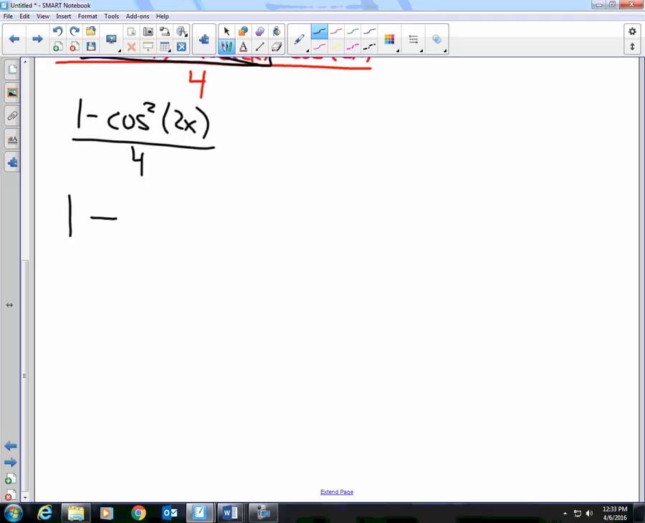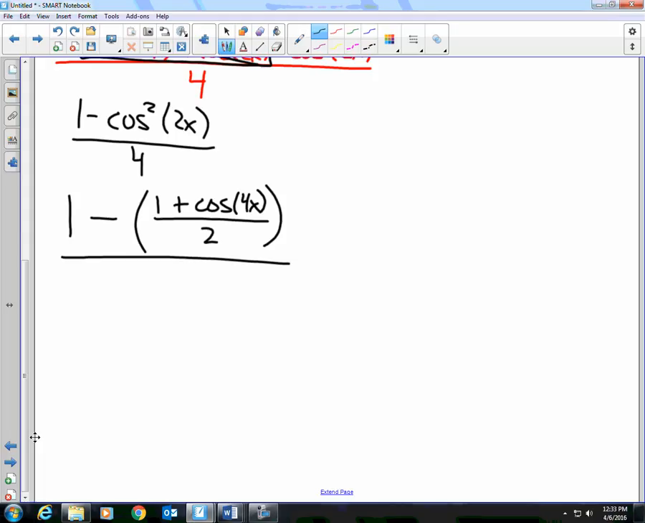1 minus the quantity 1 plus the cosine of 4x over 2, all over 4. And I leave my answer like that. Why not? It's a complex fraction. In order to take care of the complex fraction issue, I must find common denominators in the numerator and combine them into one fraction. So I will make this a 2 over 2.